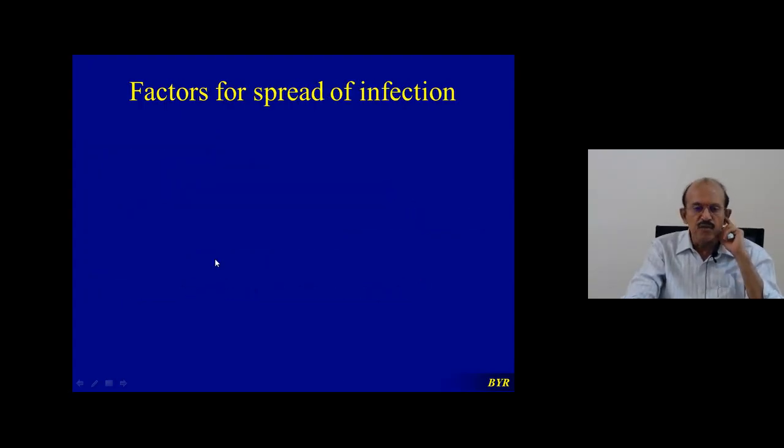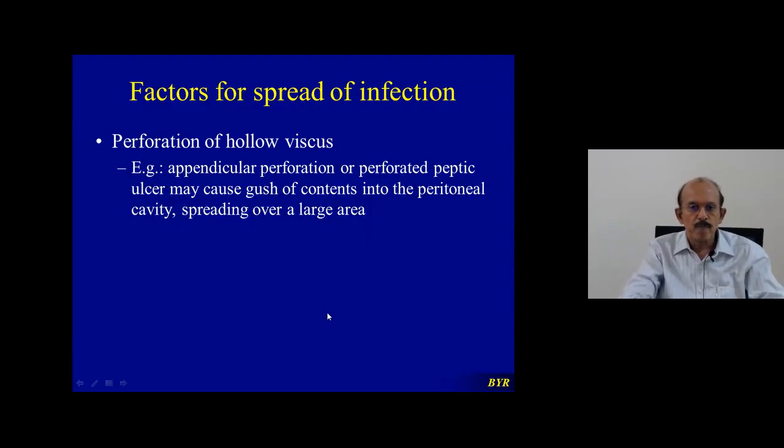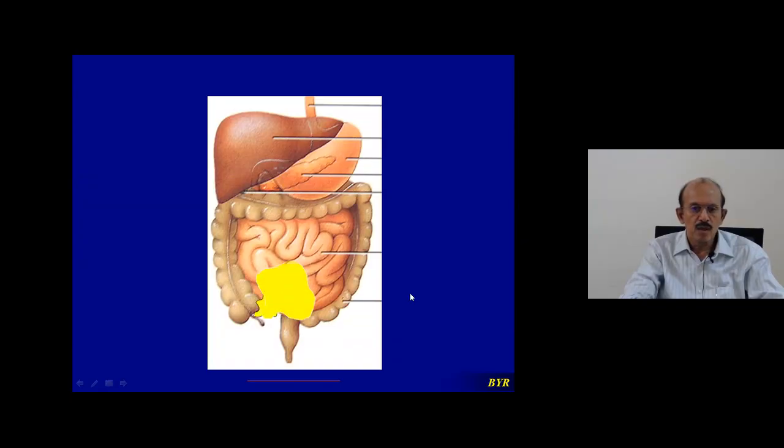Then let us see the factors for spread of infection. If it is a perforated viscus, the spread will be more, because once the perforation is there, there is some force involved in spilling. The contents will not just seep out, they will be forcibly sprayed into the peritoneal cavity. Another factor is stimulation of peristalsis by ingestion of food, water, or by administration of purgatives or enema. If it is a perforation, the contents get sprayed over the peritoneal cavity.